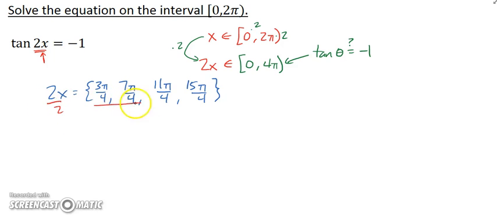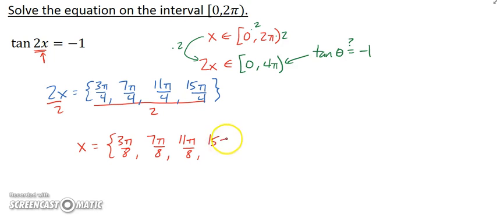So I'll divide both sides of this equation by 2, and it's weird to use that notation to talk about dividing a whole set, but I think that's okay. I think you know what I mean. Let's write our answers. Let's say x is, and I'm going to divide each of these values by 2. If I divided 3 pi over 4 by 2, I would get 3 pi over 8. If I divided 7 pi over 4 by 2, I would get 7 pi over 8. And similarly for the last two, we're at 11 pi over 8 and 15 pi over 8.